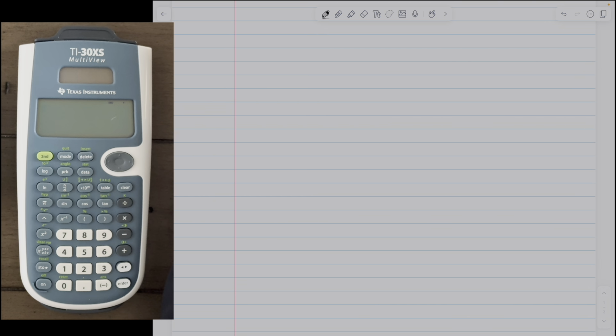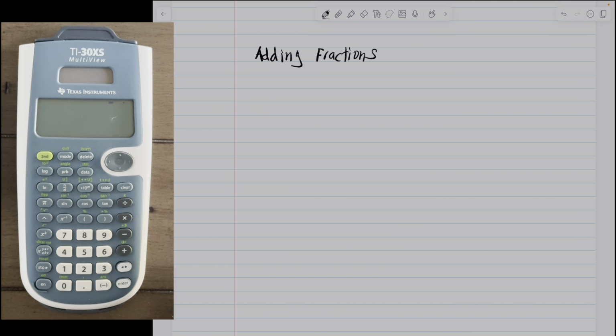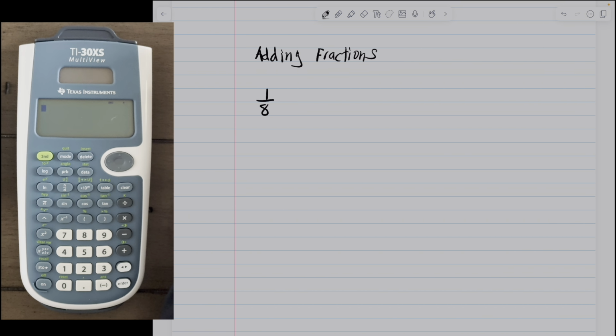Okay, let's move on here. Let's talk about adding fractions. Now, when it comes to fractions, there are lots and lots of rules if you're trying to do this stuff on paper. But again, the calculator skips all that and just does the thinking for you. And since you're allowed to use the calculator on the whole test, I advise using it. So let's say we had an addition problem like 1/8 plus 3/4.